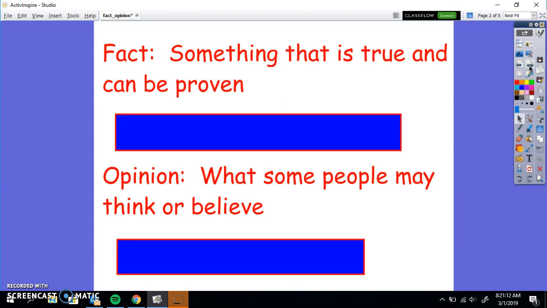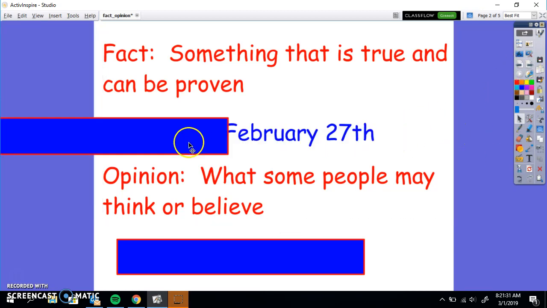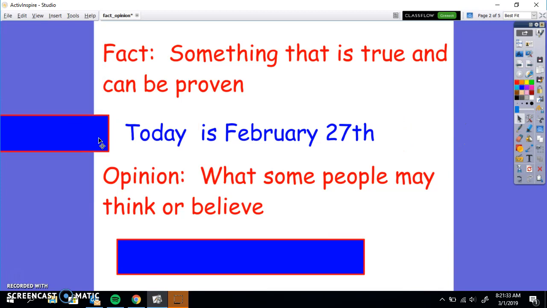So a fact is something that is true and can be proven. When you are looking for facts, typically you want to look for numbers and things that you can look up to see that they're true and that no one can argue against it. For example, I could say that today is February 27, and that would be a fact. I could look that up on the calendar. I could check my phone. I could ask someone, and there's no debating that that day is February 27th.